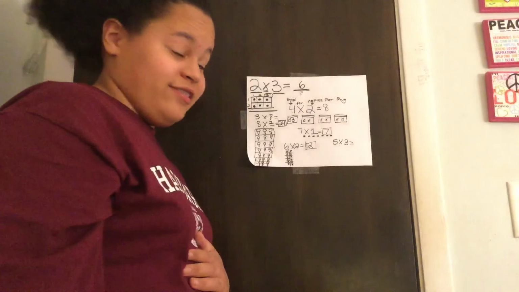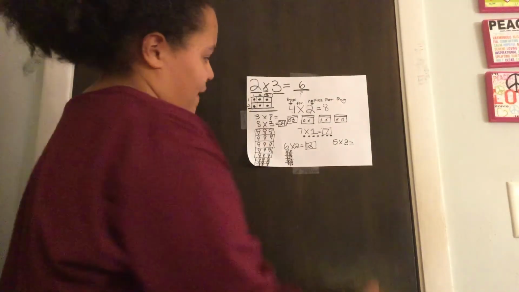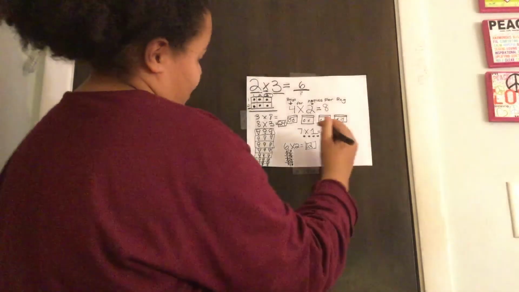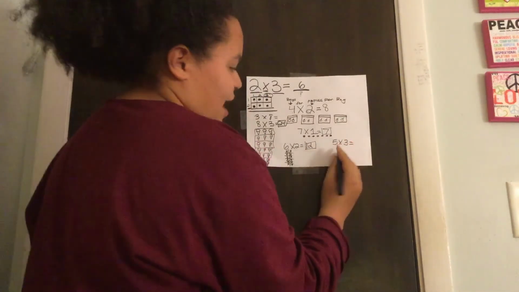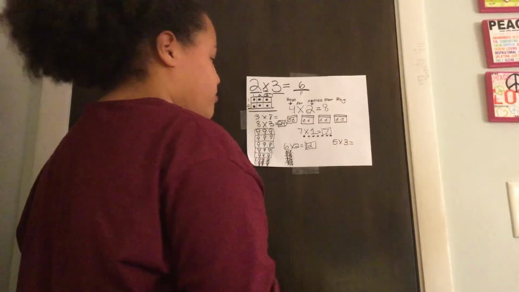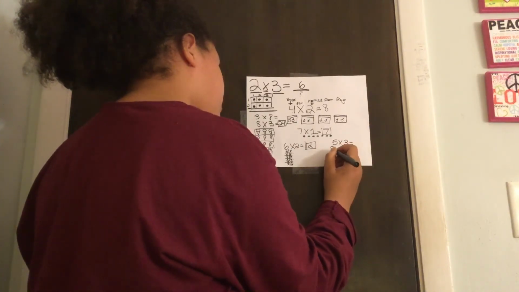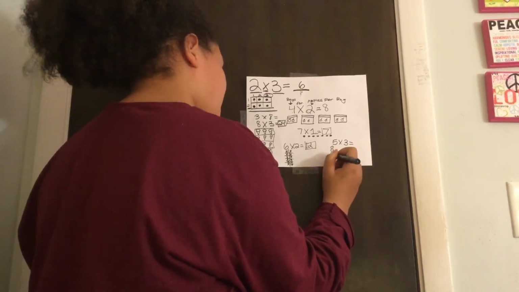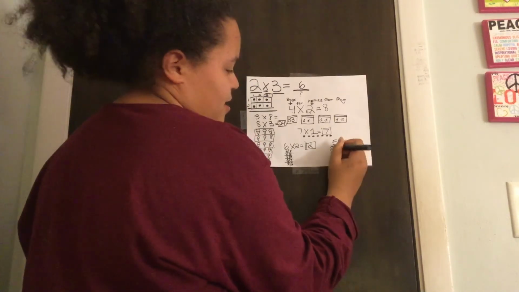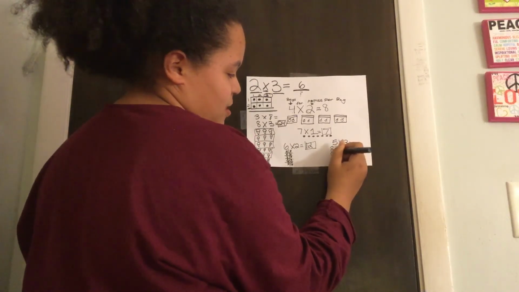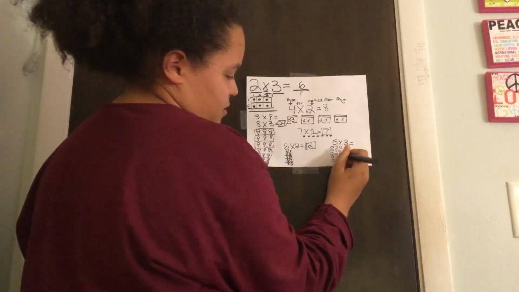Okay, I promise this is the last problem. I swear. Okay. We have 5 times 3. So we're going to do 5 little circles. 1, 2, 3, 4, 5. And then we have our 3. Just fill this out.